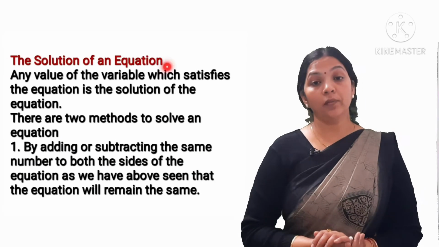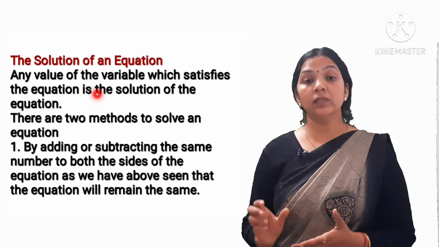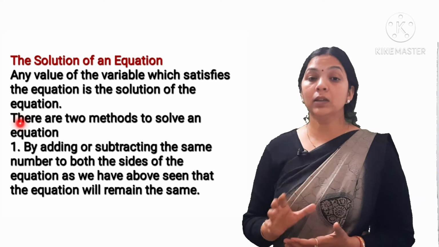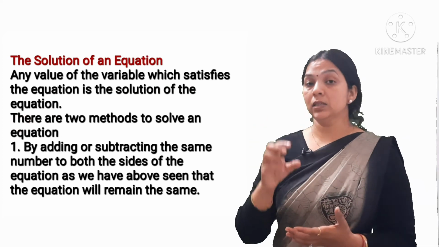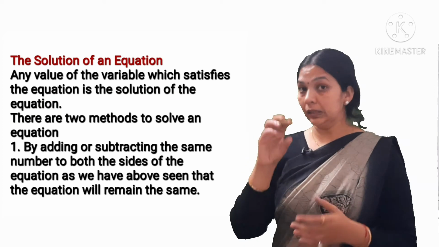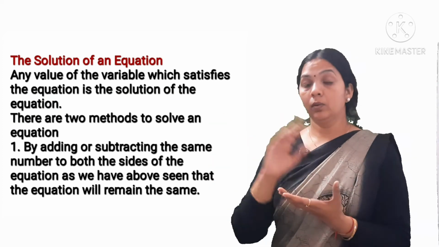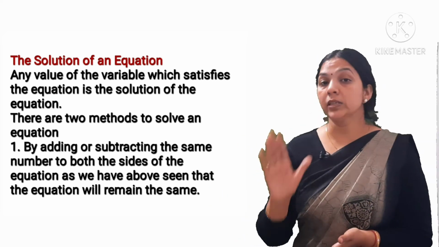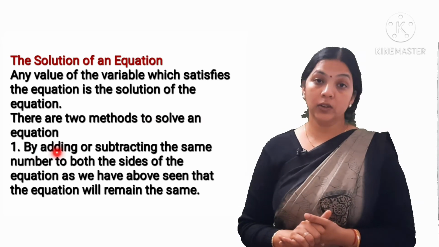Now, the solution of an equation. Any value of the variable which satisfies the given equation is the solution of the equation. What does the satisfying mean? Actually, if we place a value of the variable in that equation, it must be balanced from both sides. Then we say that the equation is satisfying. Now, there are two methods of solving an equation.